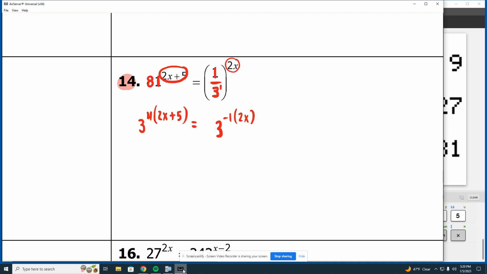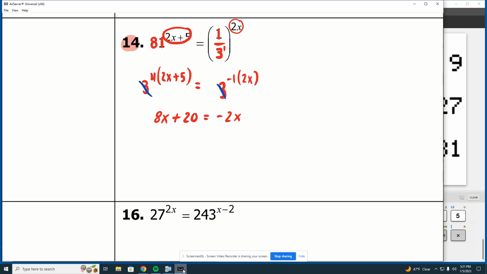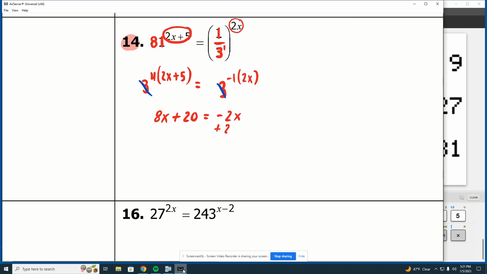But now that we've created our bases to be the same, we can multiply 4 by 2x plus 5. 4 times 2x is 8x. 4 times positive 5 is positive 20. And then on the right side, negative 1 times 2x is negative 2x. Now to solve this one, I'm going to add 2x over here to this 8x. So 10x plus 20 equals 0. I'm going to subtract 20.